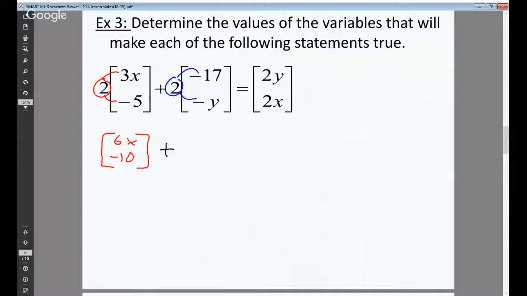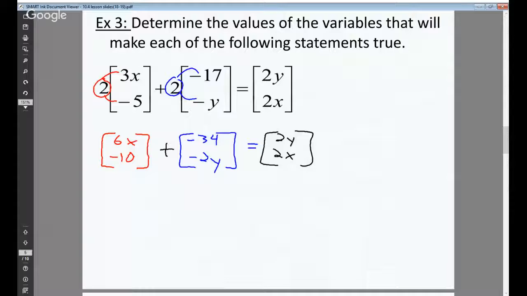There you go. So 2 times negative 17 should give you negative 34. And then 2 times negative y will be negative 2y. And all of that is still going to be equal to 2y and 2x.